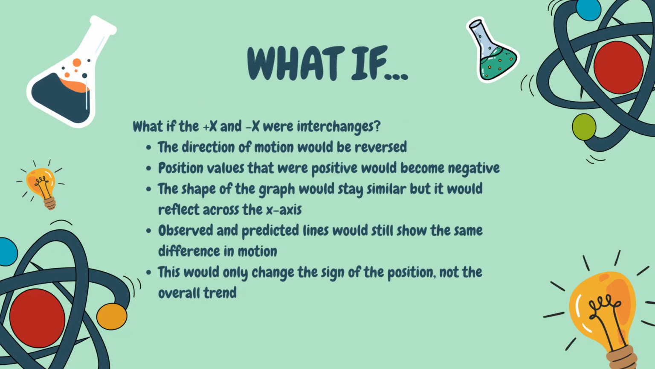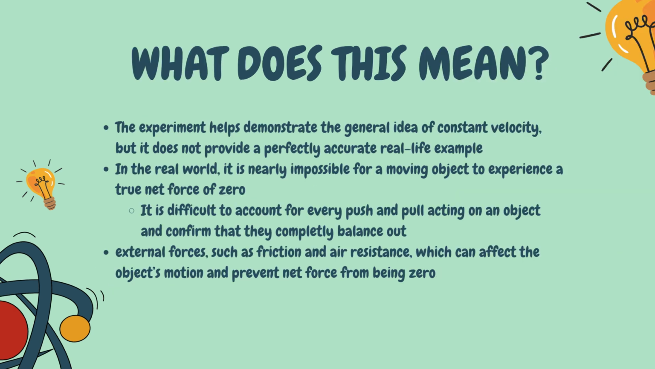So what if the plus x or the negative x were interchanged? The directions of motion would be reversed, and then the position values that were positive would become negative. The shape of the graph would stay similar, but it would reflect across the x-axis, and the observed and predicted lines would still show the same difference in motion, and this would only change the sign of the position, not the overall trend.